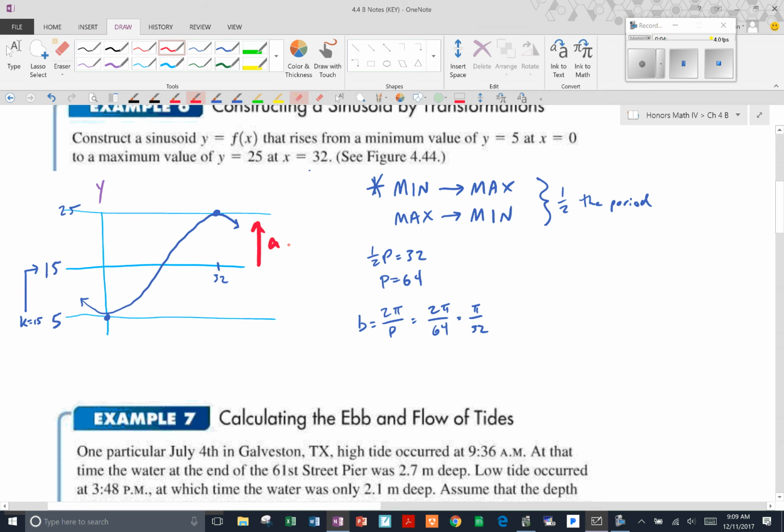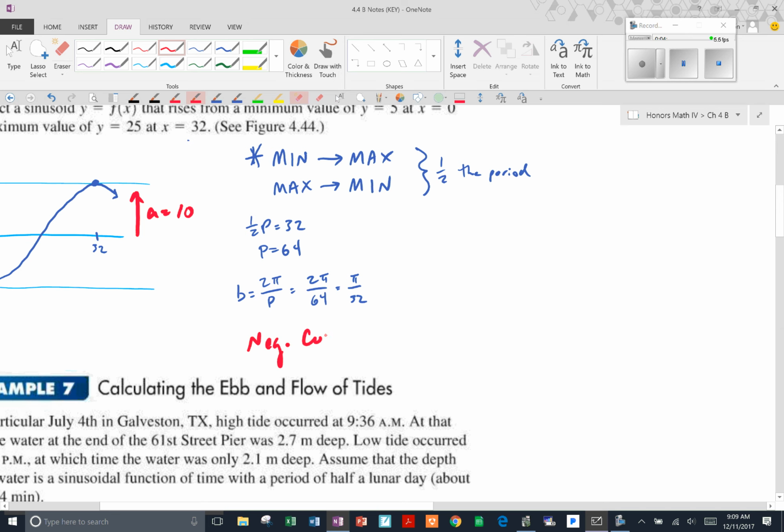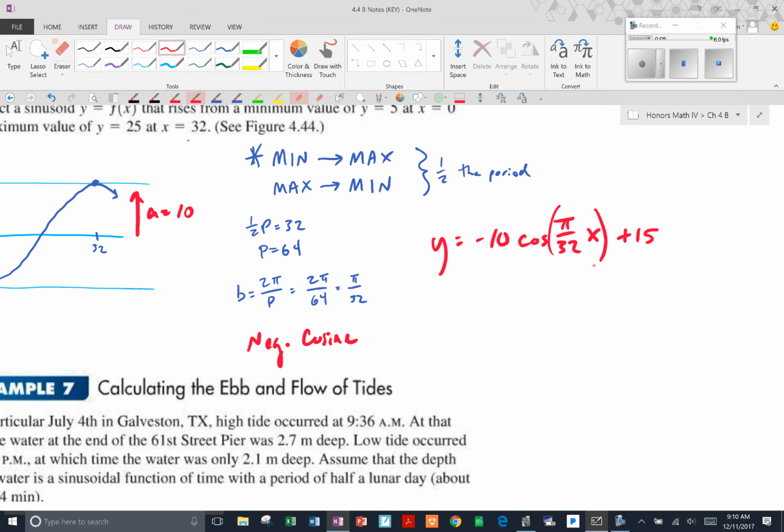What is the amplitude? 10. But since we're saying this is a negative cosine graph, we have y equals negative 10 times the cosine of our b value, pi over 32, x, and it's been shifted up 15, so plus 15. Just to get rid of any ambiguity of what is inside that cosine, I think we should put parentheses there. Any questions on that at all?